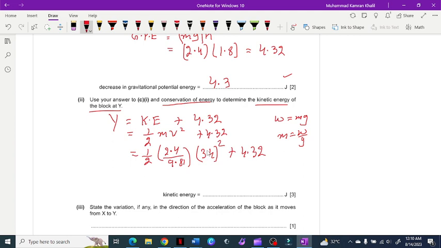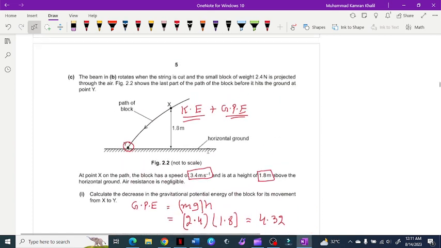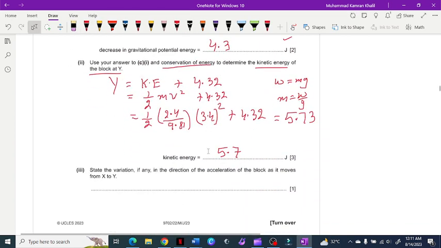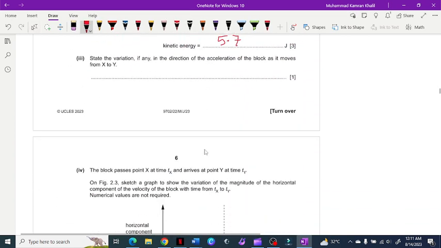We will get 5.73, so 5.7 will be the answer. State the variation, if any, in the direction of acceleration of the block as it moves from x to y. We know that the block is coming in downward direction, so acceleration will remain same in downward direction. So the direction of acceleration is downward.